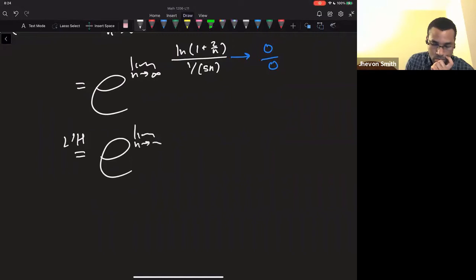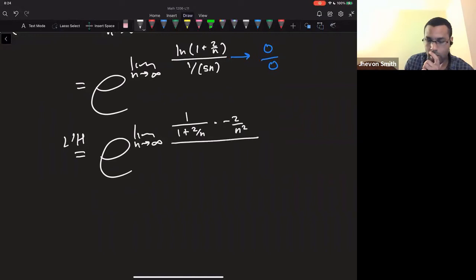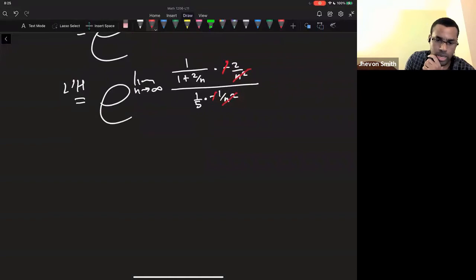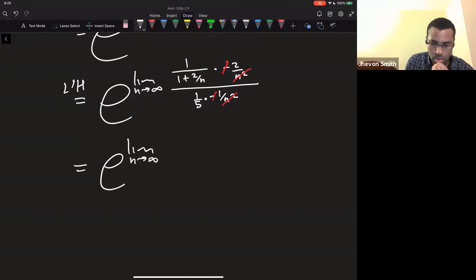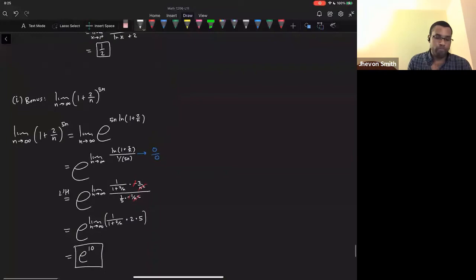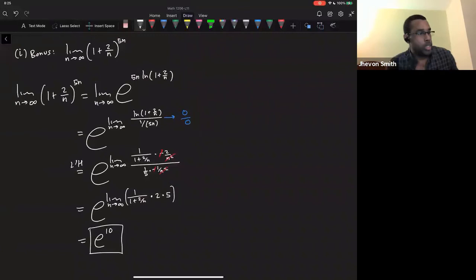The derivative of that is 1 over 1 plus 2 over n times minus 2 over n squared. And the derivative of the bottom is 1/5 times minus 1 over n squared. The minus 1 over n squared would cancel. So I can flip, that's times 2 times 5. So that goes to 10. It's e to the 10. That's the answer there. So that was the answer to one of the bonus problems on the test. And that is L'Hopital's rule. So it's a cool technique.